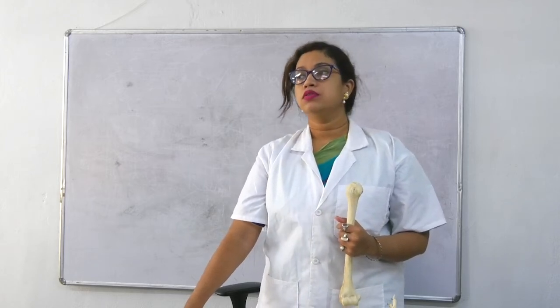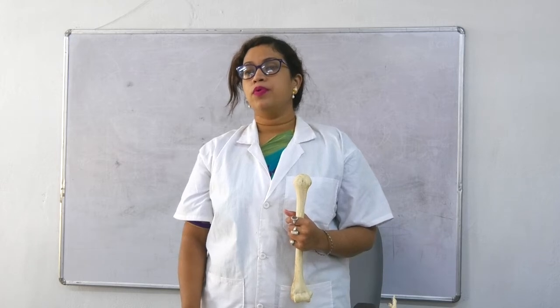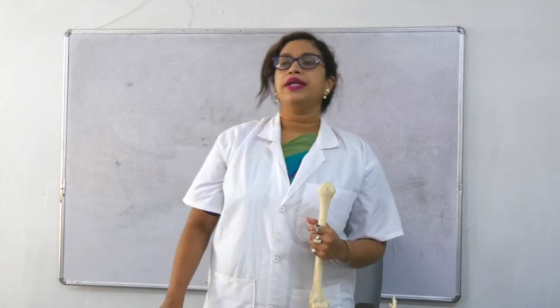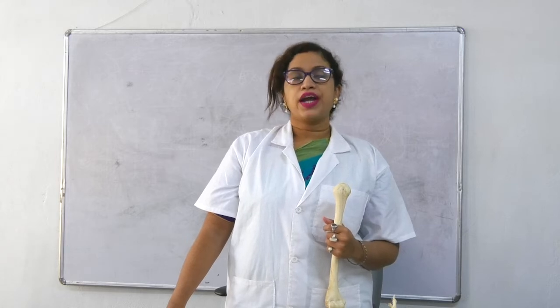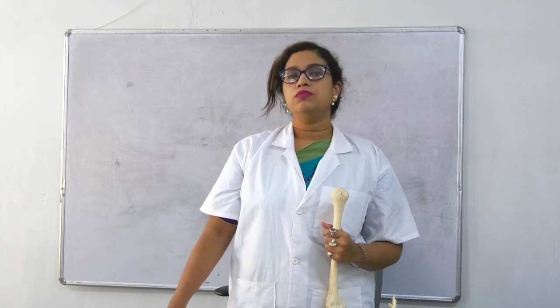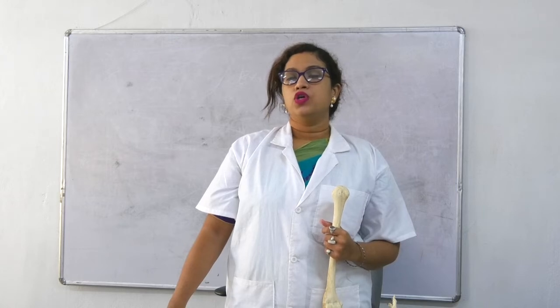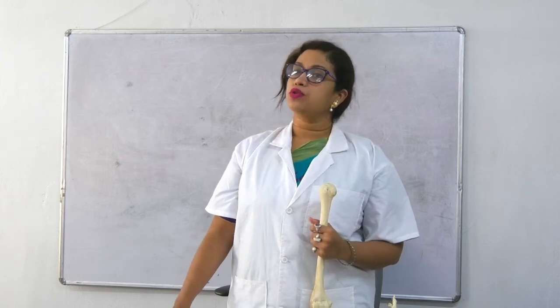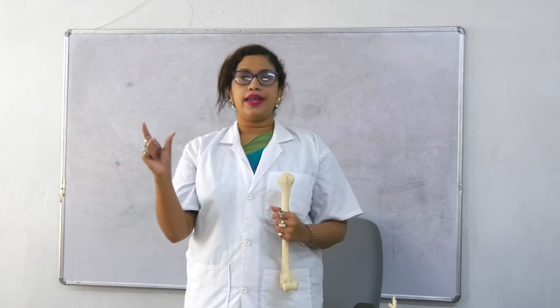Which cord? Posterior cord or medial cord? Posterior cord. So what would be the root value? C5, C6, C7, C8. So all of the roots are coming. Okay. So tell me briefly about the radial nerve.